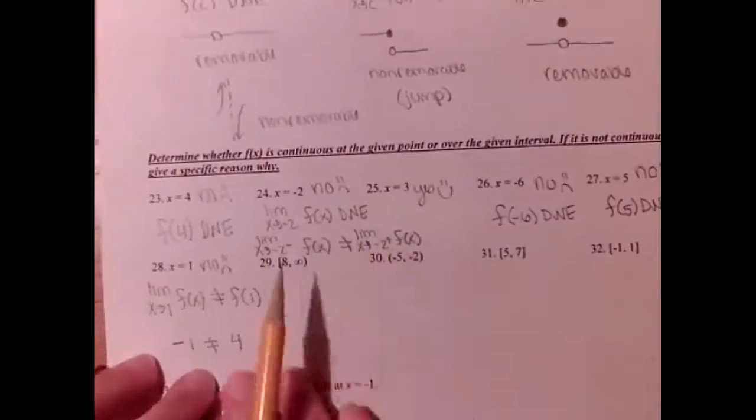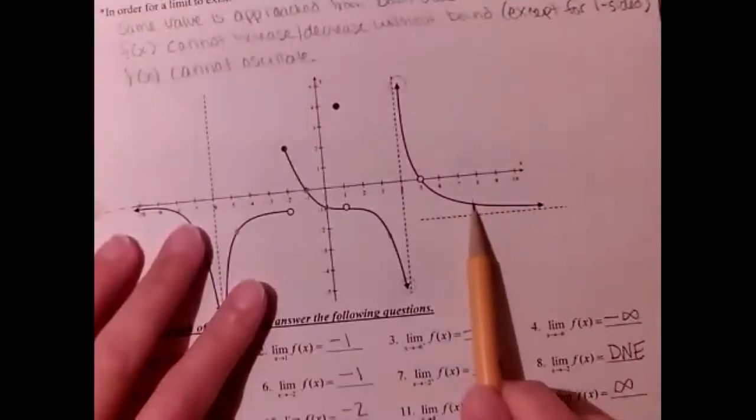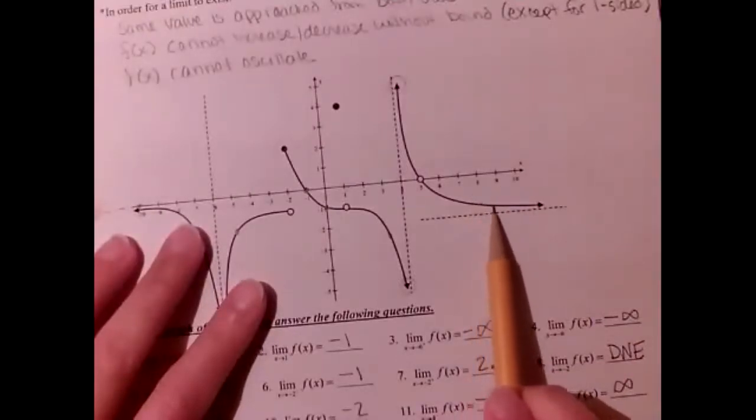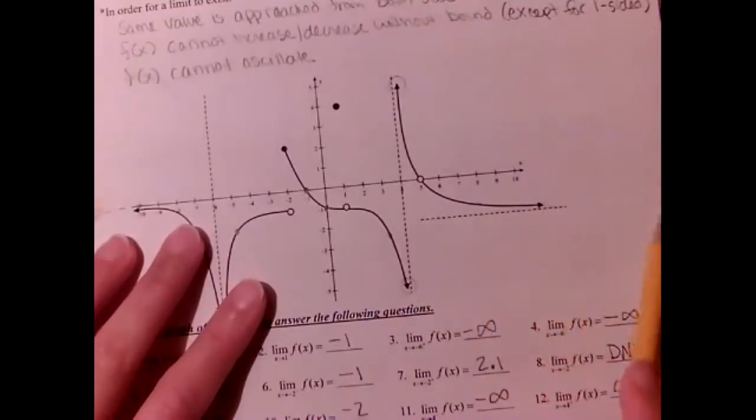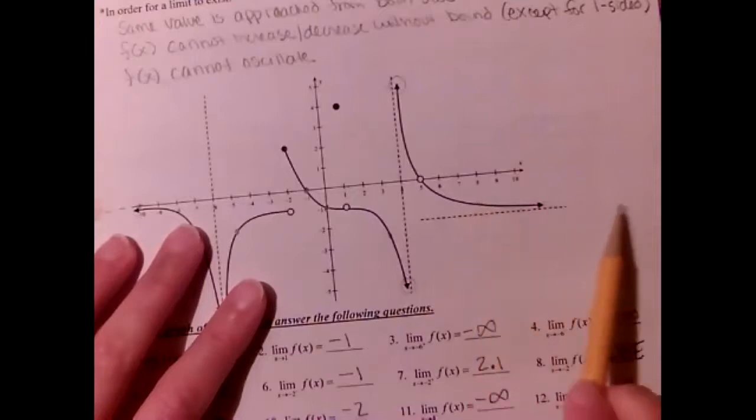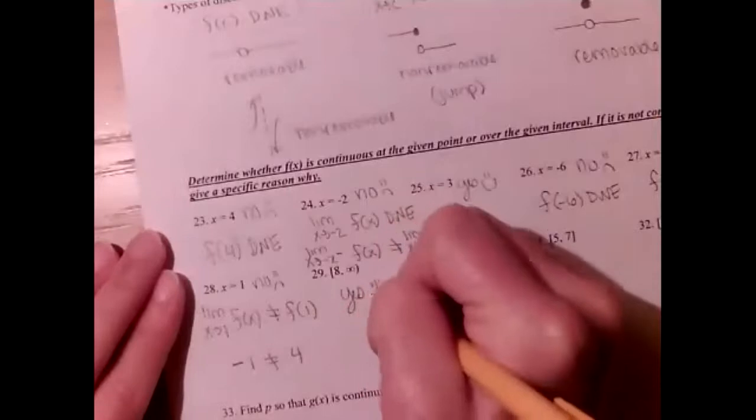This one is from 8 to infinity. So let's see, here's 8. From 8 onwards, I can trace that without lifting my pencil off the paper. I don't have any holes or problems. It's going to go on forever and ever. So we would be continuous from 8 onwards. So that is just a yes.